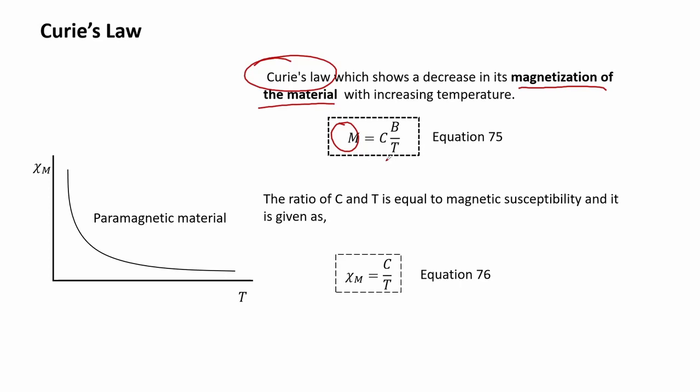Named after Pierre Curie, where C is a constant and different for types of paramagnetic materials. Here it shows the inverse relationship of the temperature and magnetization of the material. The ratio of C and T is equal to magnetic susceptibility, and it is given as equation 76. Plotting this equation, we see the relationship of the magnetic susceptibility and temperature, where we see a decrease when there is an increase in temperature.